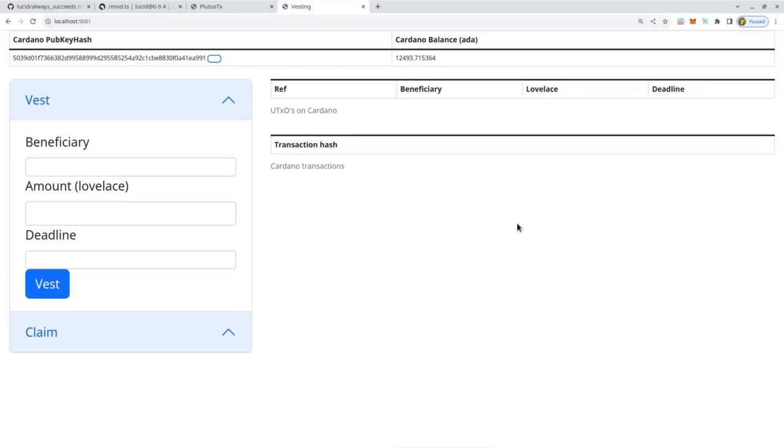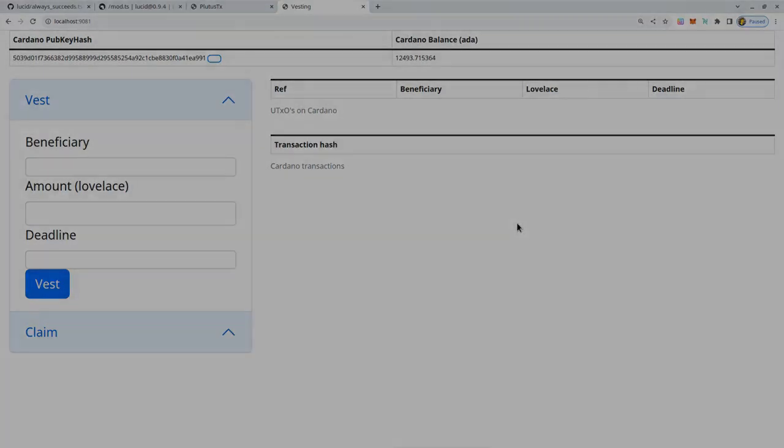Finally, we saw an example of the use of reference scripts to make transactions smaller.